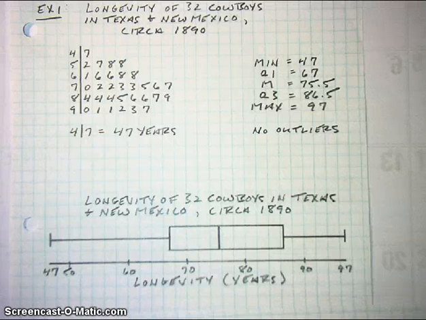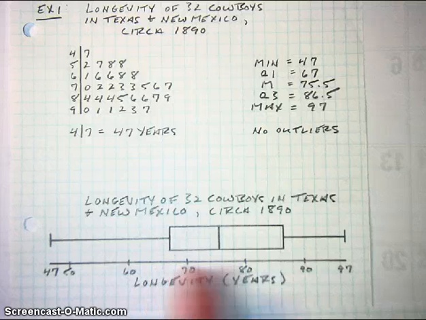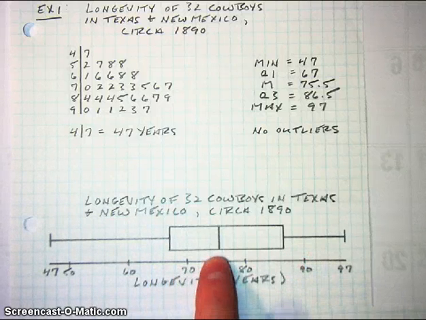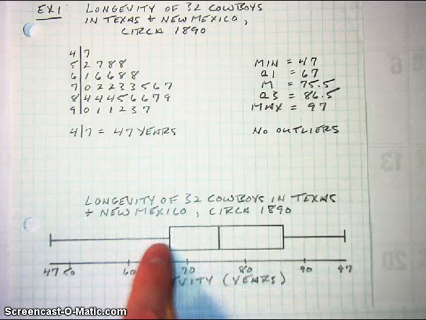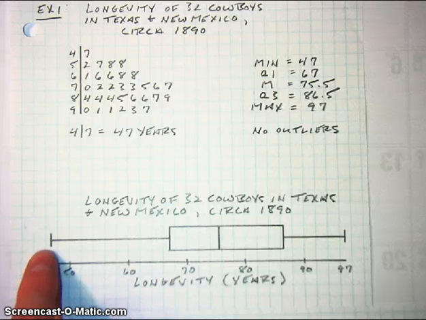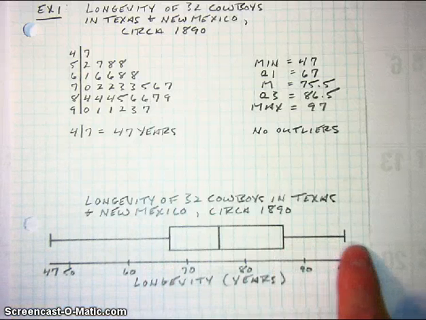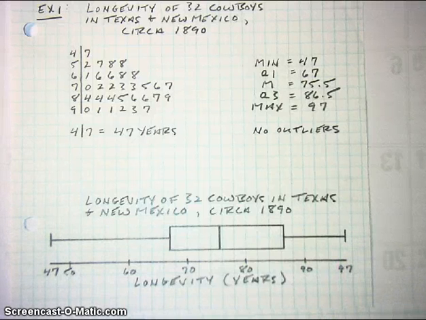And then we have our box in the middle, which extends from the first quartile 67 to the third quartile 86.5. The median here is 75.5. Since there are no outliers, we just extend the whisker all the way out to the left to the minimum from the first quartile and all the way out to the right to the maximum.